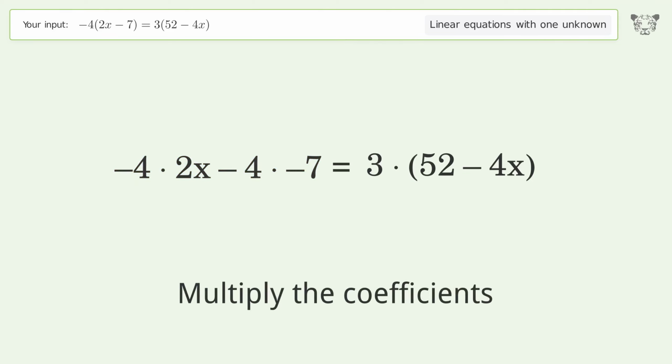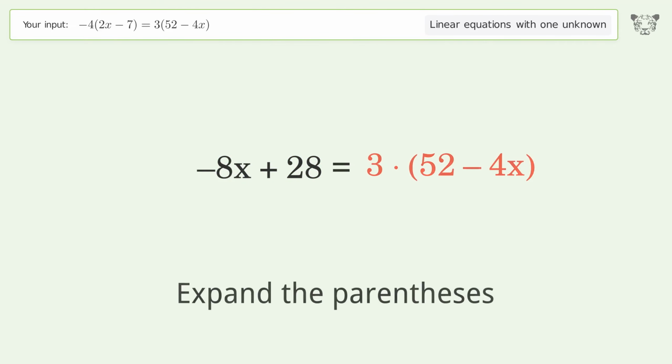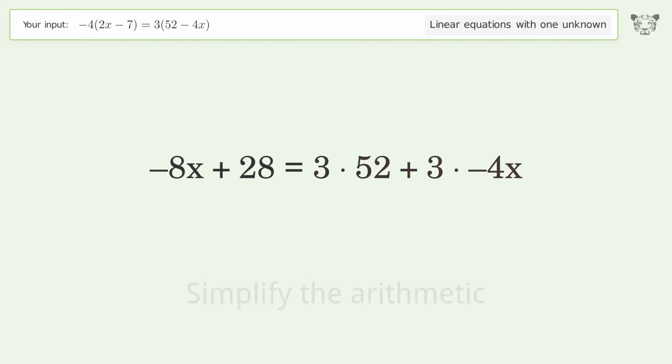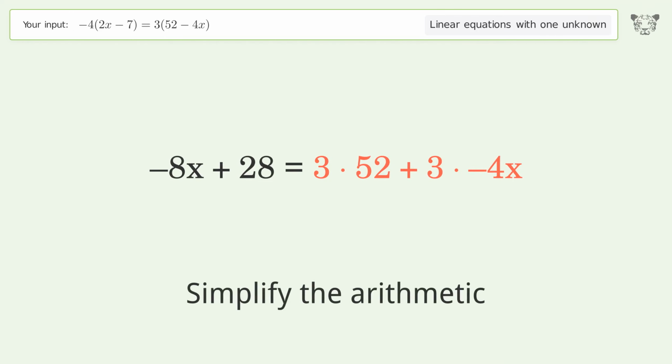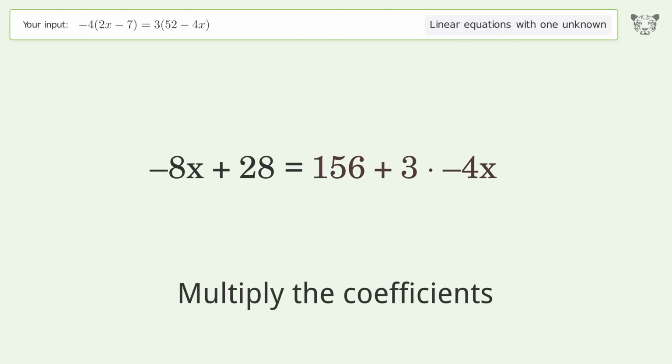Multiply the coefficients. Simplify the arithmetic. Expand the parentheses. Simplify the arithmetic. Multiply the coefficients.